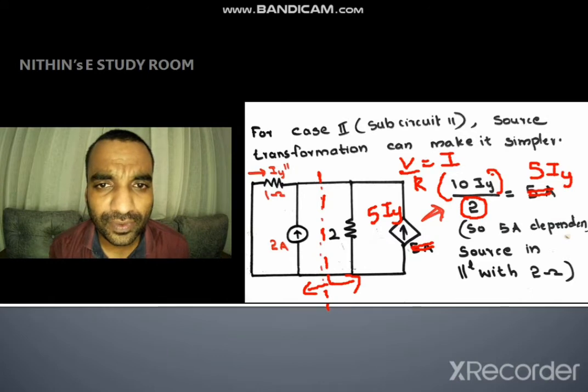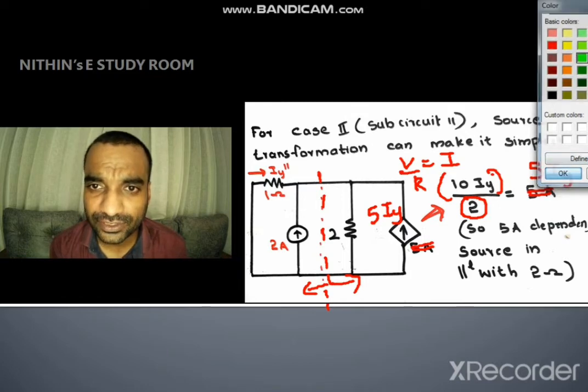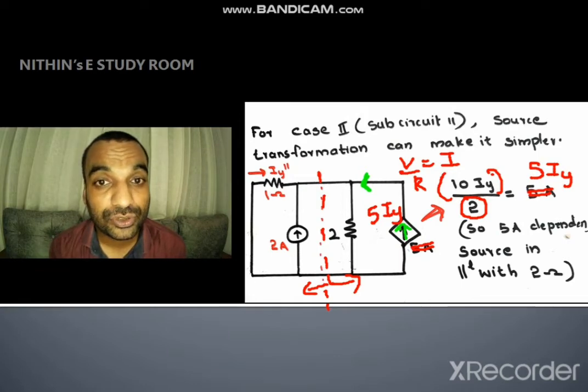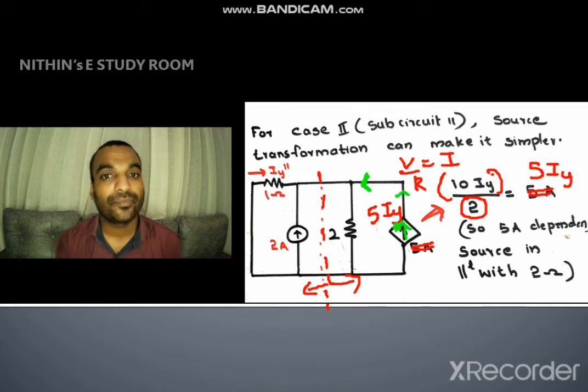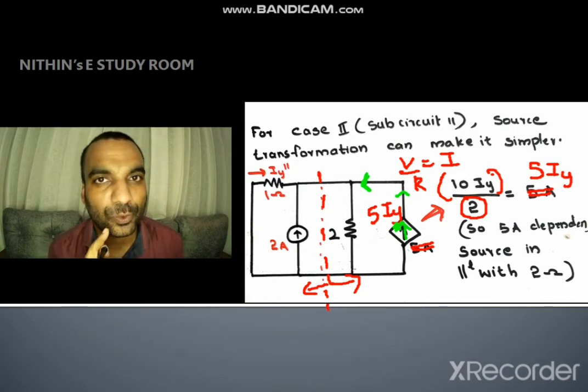And also one more thing I have to emphasize: how I can assume the current direction like this. Previously we got the current direction of this branch like this in the last case with the existing voltage source of 10 Iy. So the current direction I am taking now supports the same direction as previously. That was the point I wanted to tell you.